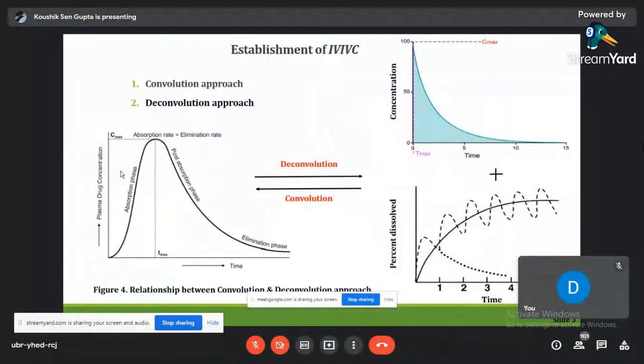So now come to how we can establish the IVIVC, that means in vitro in vivo correlation. How can we perform this? There are basically 2 approaches we can follow. One is the convolution approach. Another one is the deconvolution approach.